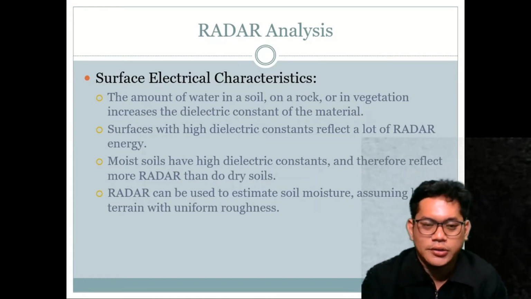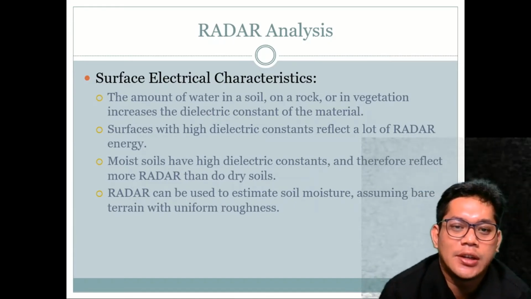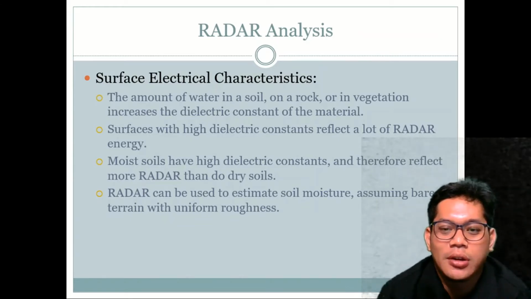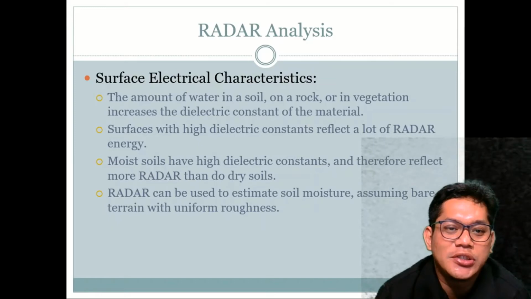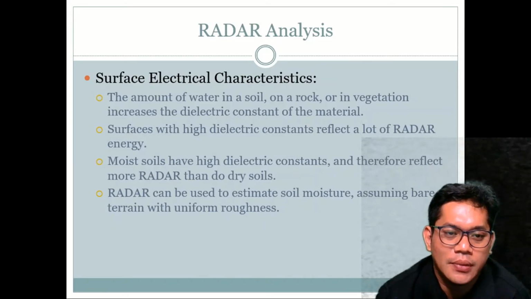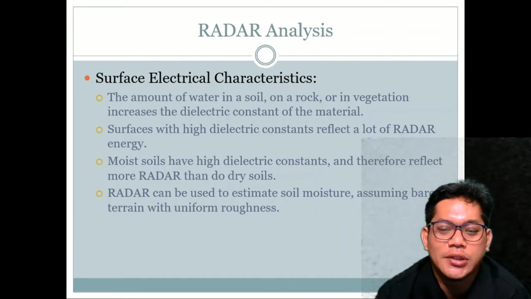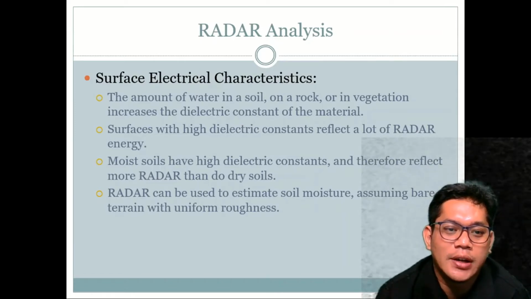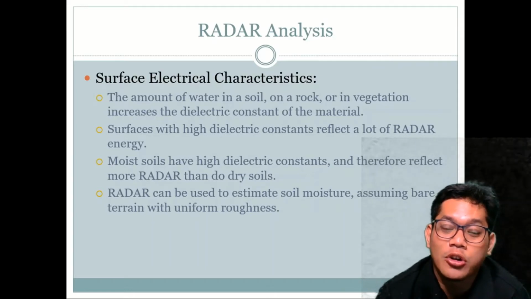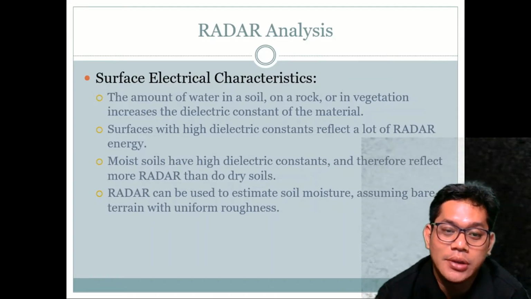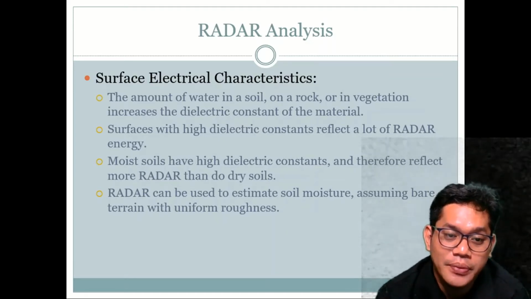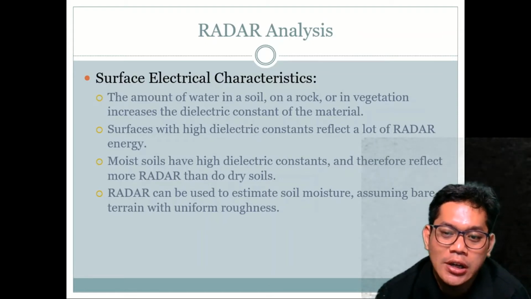And of course, the other thing is we look into the surface electrical characteristics, where the amount of water in the soil, on a rock, or in vegetation increases the dielectric constant of the material. Surfaces with high dielectric constants reflect a lot of radar energy. Moist soils have a high dielectric constant because of the conductive elements in the soil, and therefore reflect more radar than dry soils. Therefore, radar can be used to estimate soil moisture, assuming a better range with uniform roughness.